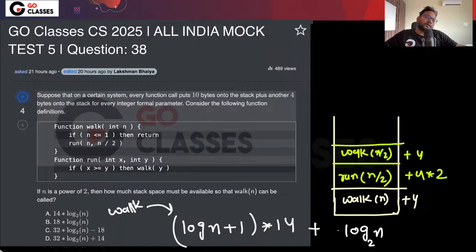Log n times. And each run will be taking how much space? Can you tell me? This will be called log n times. So it will be taking 8 plus 10, 18, right? 18 space. Okay, so this is your answer. So if you sum this up, your answer will be D. If you sum this up, then D will be the correct answer.